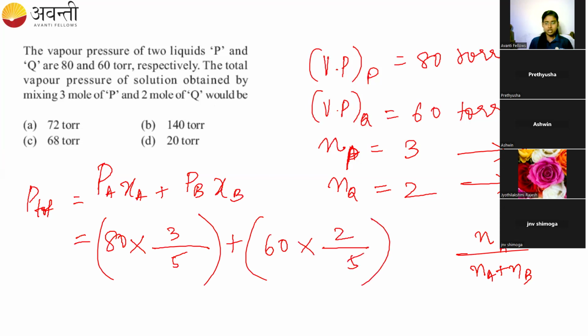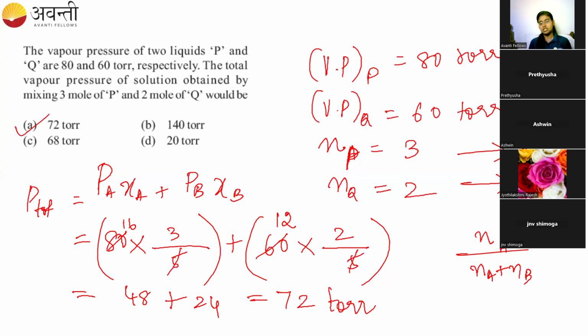Now if I solve this, what will I get? 16 into 3, and here we will get 12. So 16 into 3 is 48. 12 into 2 is 24. So 48 plus 24 is 72 torr. So option A is the correct answer for this question. Okay. Clear for all of you? Any doubt for anyone?